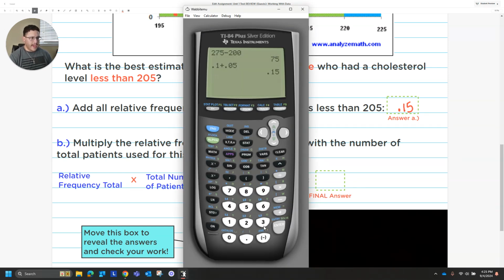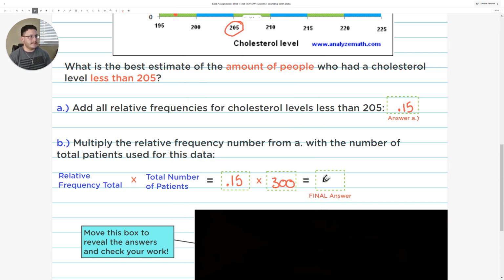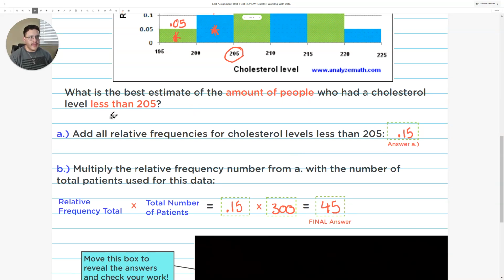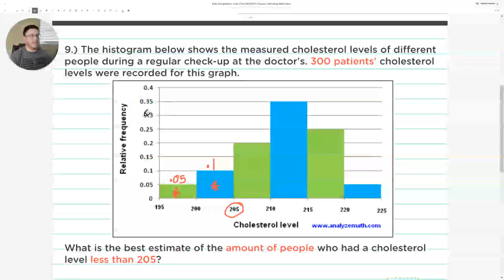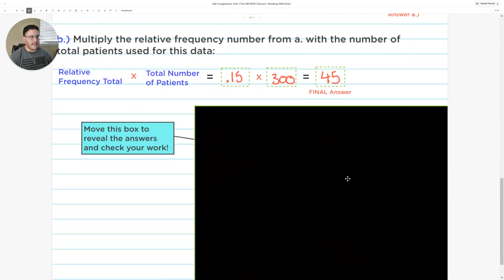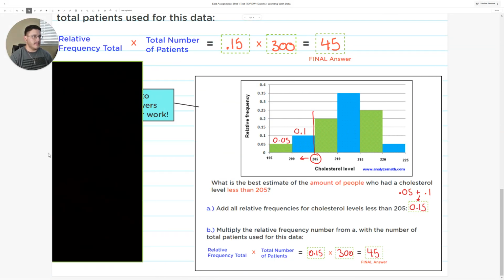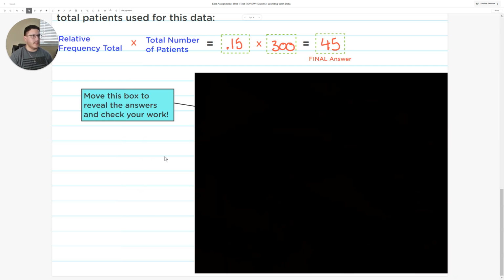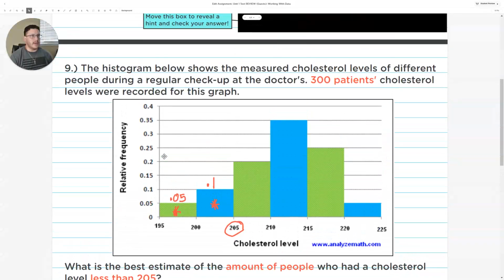Okay, so using our calculator, 300 times 0.15 is 45. So 45 patients have a cholesterol that's less than 205, or 45 people. Then we can move the box to check and make sure we did this correctly. And there we go. 45. That's it for question number 9.